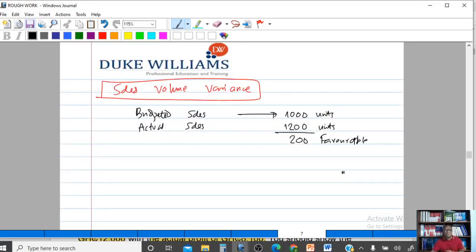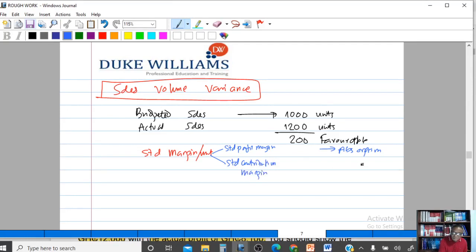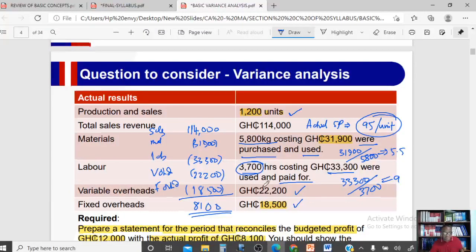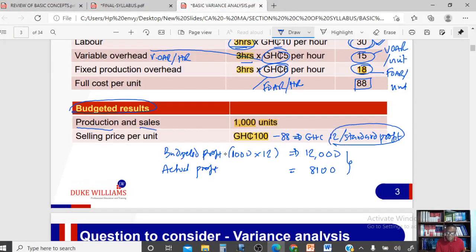So if we're going to sell more, how then do we value this? We multiply this by the standard margin per unit. What is this standard margin? It is the standard profit margin where we are using absorption costing principles, and standard contribution margin in marginal costing principles, because there we have to demonstrate contribution. Right from the outset, we worked out that the standard profit margin was 12.